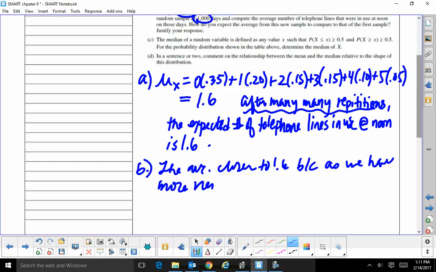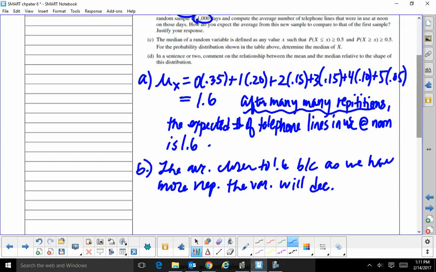Alright, repetitions, the variability will decrease. Sorry, I've abbreviated a lot so I can keep up with you. Okay, so she said the average is closer to 1.6 because as we have more repetitions, the variability will decrease. Do you like that? I do too. Anybody have anything they like better? Okay, so that sounds pretty good.